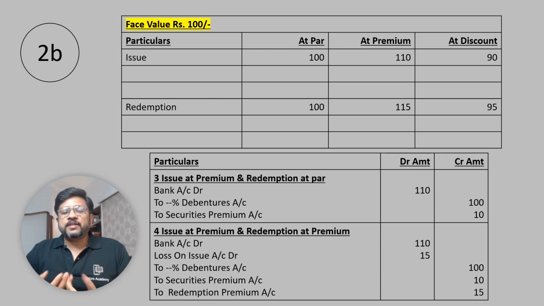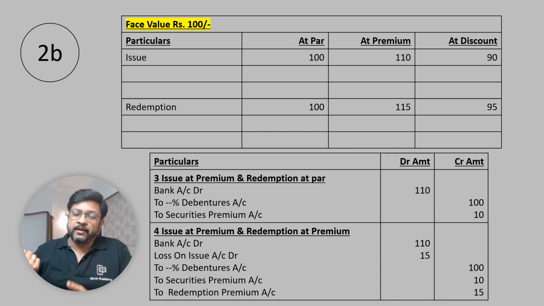Next one, issue is at premium and redemption is also at premium. That means bank account is debited by the exact amount received. Amount received by the bank is 110. So bank account debit 110. Debenture account always credited by face value. So to debenture account 100. You have received 10 rupees extra. It should be transferred to securities premium. So to securities premium account 10, it is a profit.